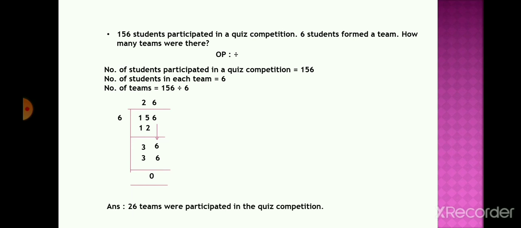Bring down the next digit, that is 6, from the ones place of the dividend. Now, we all know well 6 sixes are 36, isn't it? So, write 6 in the quotient, 36 below 36. Subtract, the difference is 0. Okay, so what is the answer in division? The answer in division is the quotient. Am I right? So, 26 teams participated in the quiz competition. Do you understand, children?